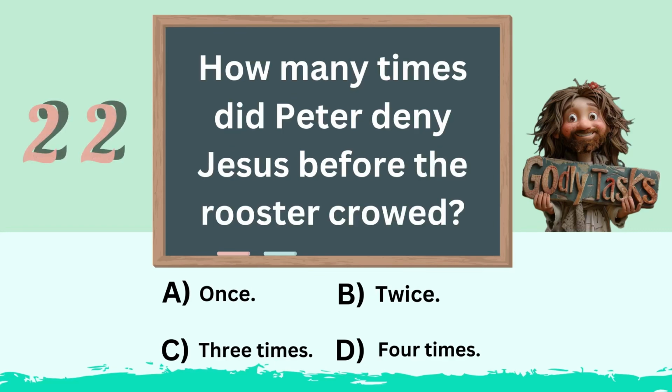Question 22. How many times did Peter deny Jesus before the rooster crowed? A. Once. B. Twice. C. 3 times. D. 4 times.